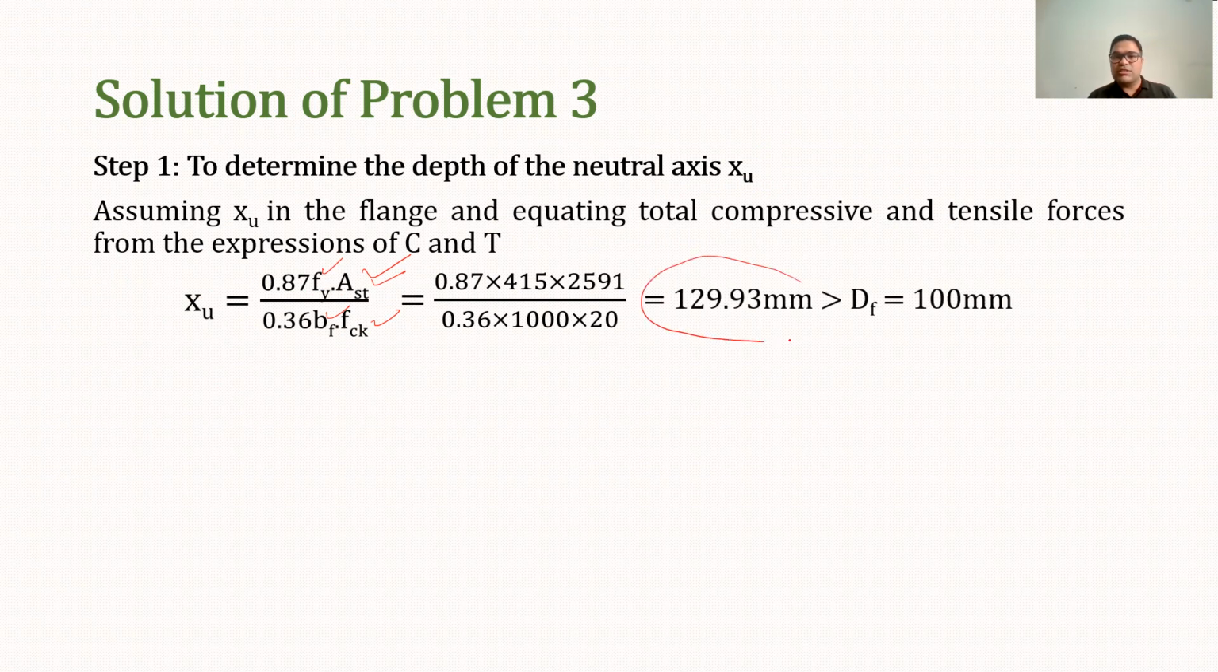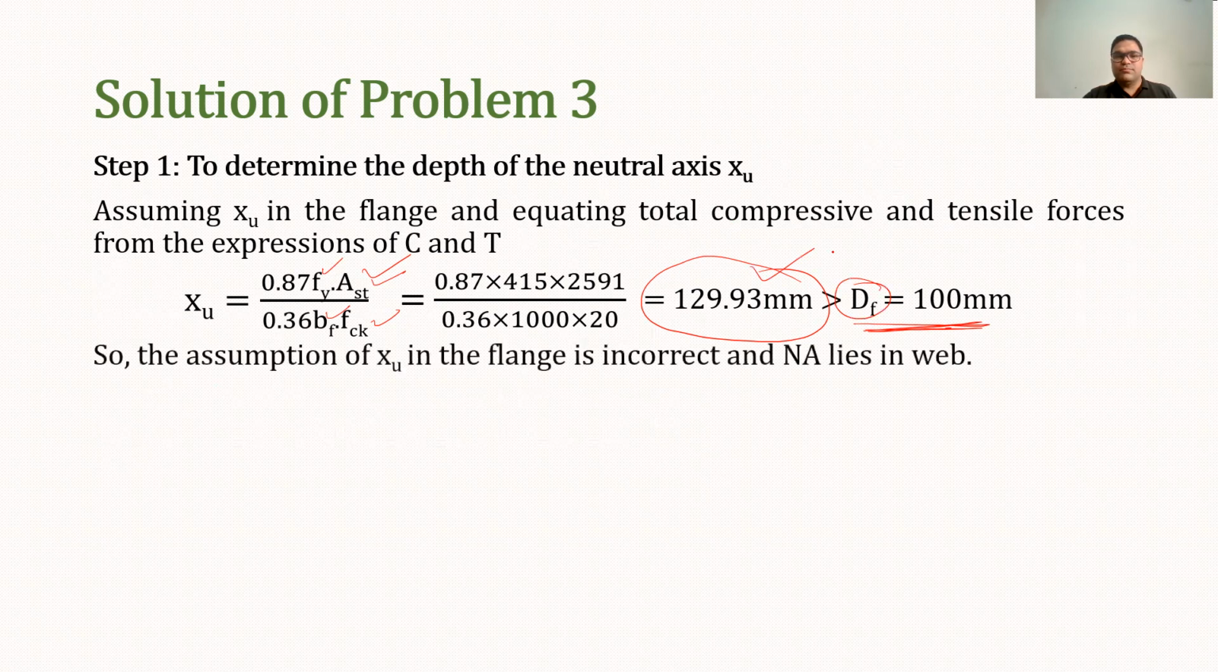This time you can see this value is more than DF. What does it mean? It means our assumption of XU lying in the flange is incorrect. It means XU is more than DF, so it is lying in the web. That is what I have written: the assumption of XU in the flange is incorrect, and the neutral axis lies in the web.